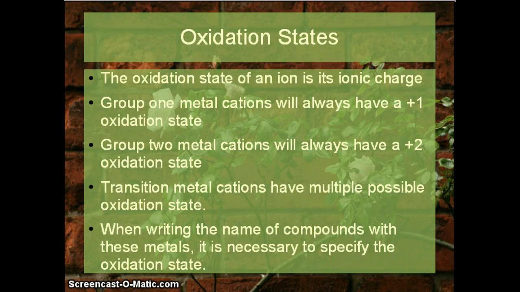Another important term is oxidation state. When discussing ions, the oxidation state is the ionic charge. The group 1 alkaline metals will have an oxidation state of +1, and the group 2 alkaline earth metals have an oxidation state of +2. The transition metals, sometimes known as d-block metals, because of their partially filled d orbitals, have multiple possible oxidation states. When writing the name of compounds with these metals, it is necessary to specify the oxidation state with a Roman numeral.